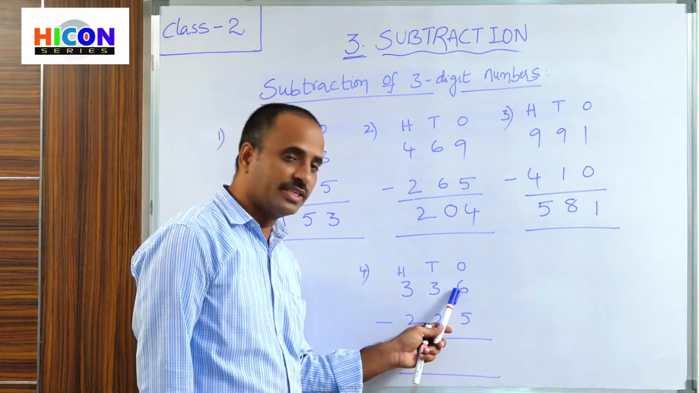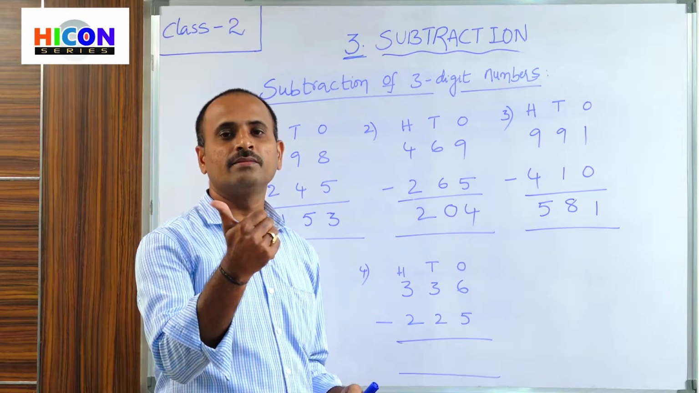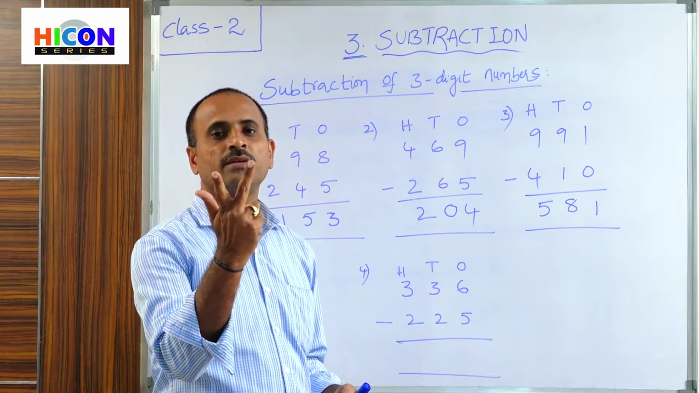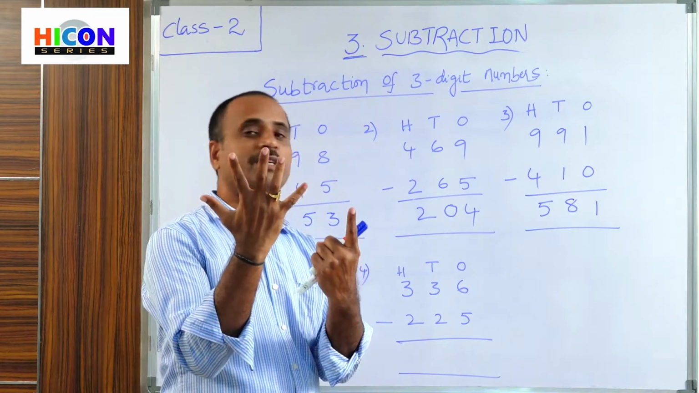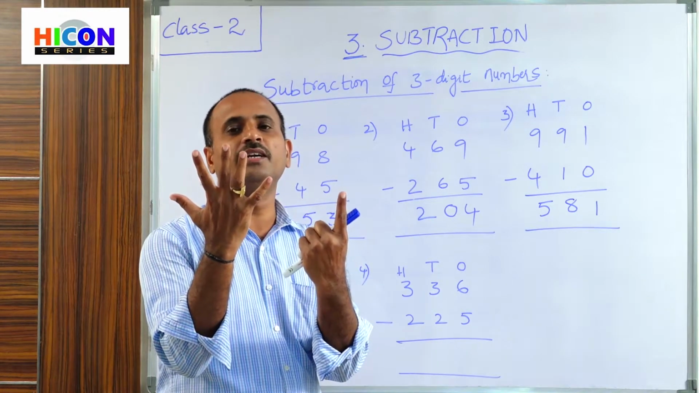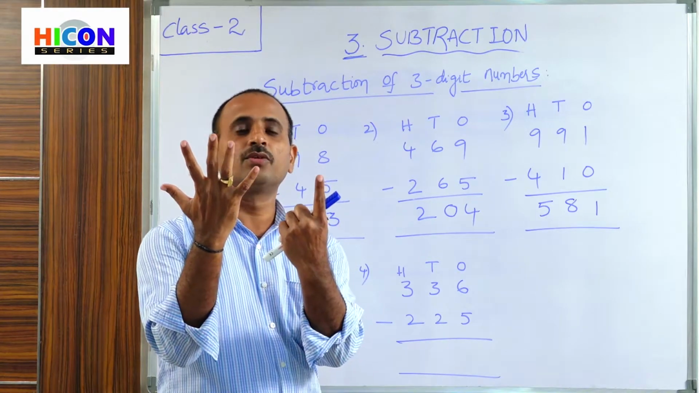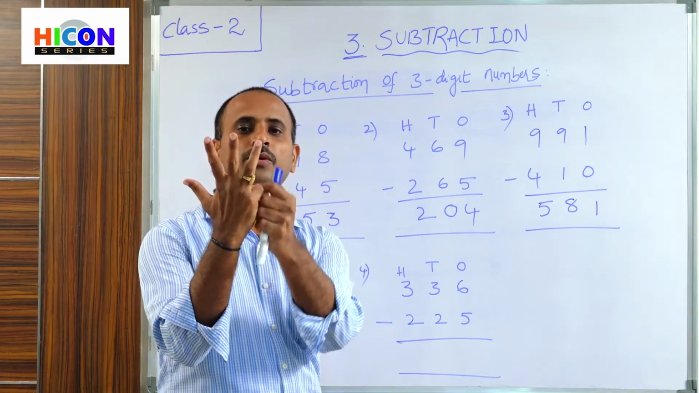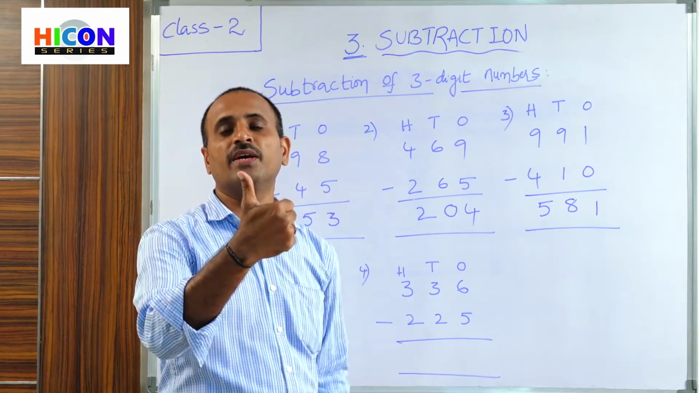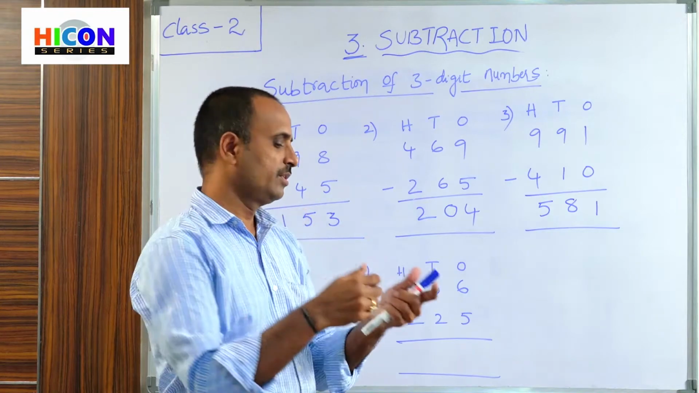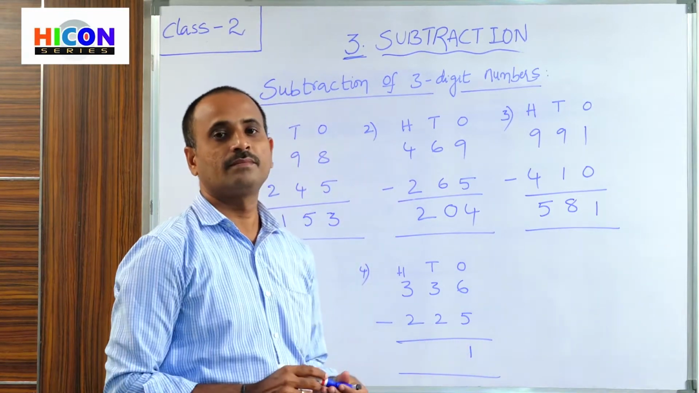So what is the first digit? 6. So open 6 fingers of your hand. 1, 2, 3, 4, 5 and 6. What is the second digit in the ones place? 5 is the second digit. So close 5 fingers in these 6 fingers. 1, 2, 3, 4, 5. So how many fingers are left? 1 finger is left. So the answer is 1. Write 1 under ones place.